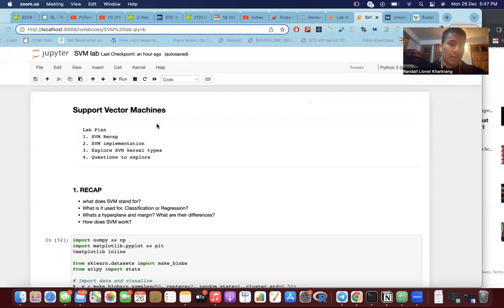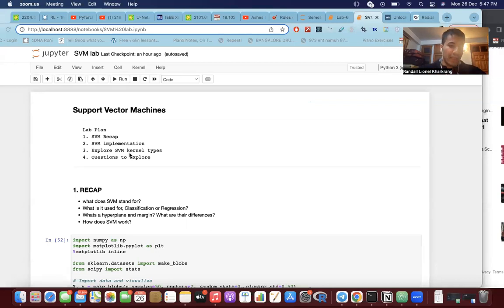And today we're going to talk about support vector machines and their implementations in Python. So the basic gist and the outline of the lab includes a recap of whatever was taught about support vector machines, the implementation of support vector machines, and we'll explore the kernels of these support vector machines and certain parameters and hyperparameters of these functions.